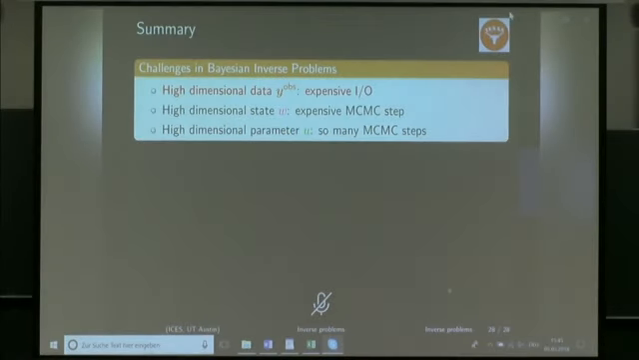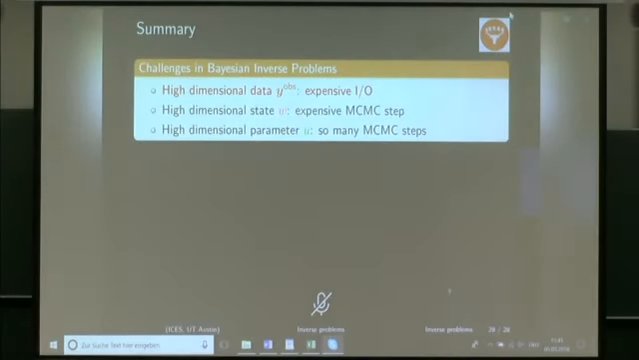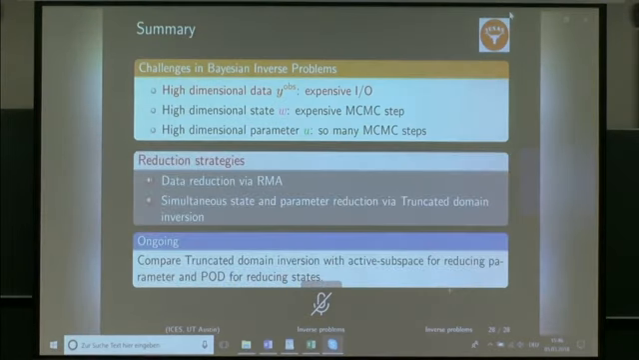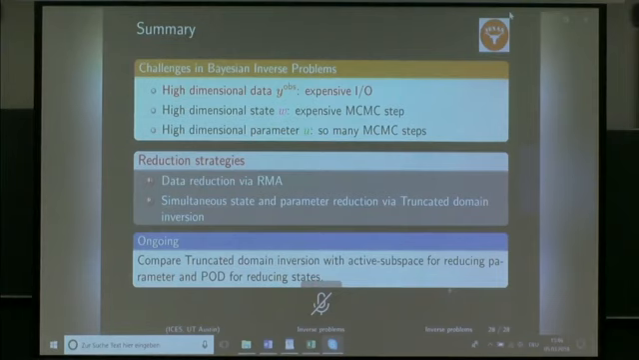So what we have looked at is 3 challenges, right? Expensive high-dimensional parameters, states, and observations. We look at data reduction using the randomized misfit approach, which is a randomized technique, and then we truncate the state and parameters using the truncated domain or domain decomposition-inspired approach. Our ongoing work is to compare this approach with the active subspace for reducing the parameters and the POD for reducing the states, which I am doing with some of my collaborators right now.